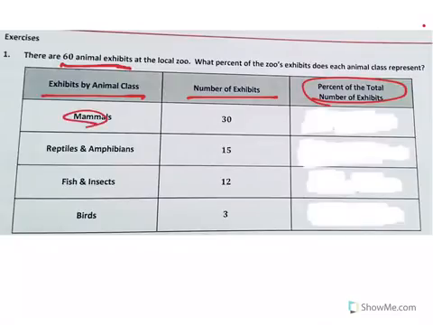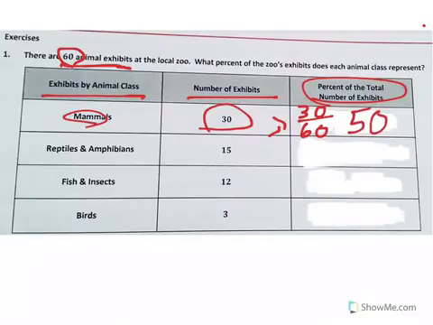So for the mammals, looks like there are 30 mammal exhibits. We know there are 60 total exhibits. So we're looking at 30 out of 60. Two ways we could do that. We could do the division, figure that out, but also you can recognize, hopefully, 30 is exactly 1/2 of 60. 1/2 would give us 50%.